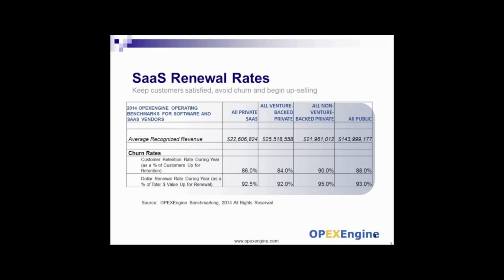And we also tend to see that the net dollar renewal rate is always higher than the number of customers, which means that companies are landing and expanding. They're growing their contract values per customer. So we also tend to see another trend. We tend to see companies that have smaller average contracts tend to have higher churn rates. Companies that have higher average contracts tend to have lower churn rates, and that makes sense.